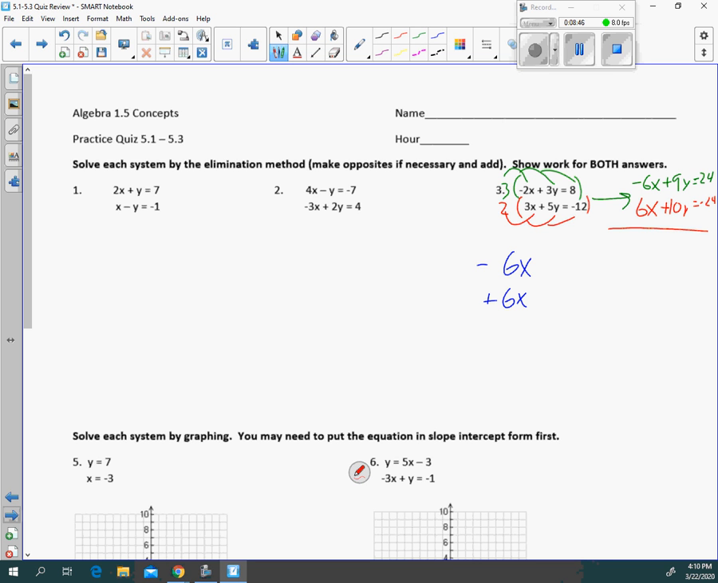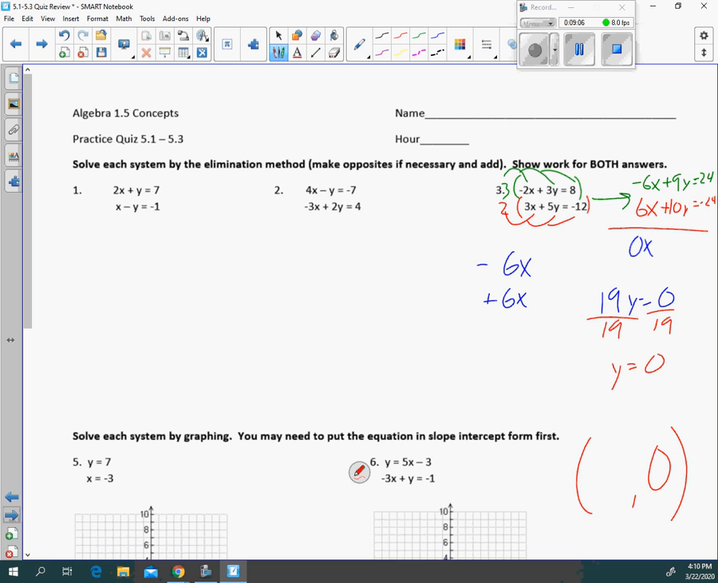Sorry, I'm running out of room there. This is going to give me 0x. That's what I wanted. It's going to give me 19y equals 0. Don't say no solution. It's just going to be the number 0. So y is 0.